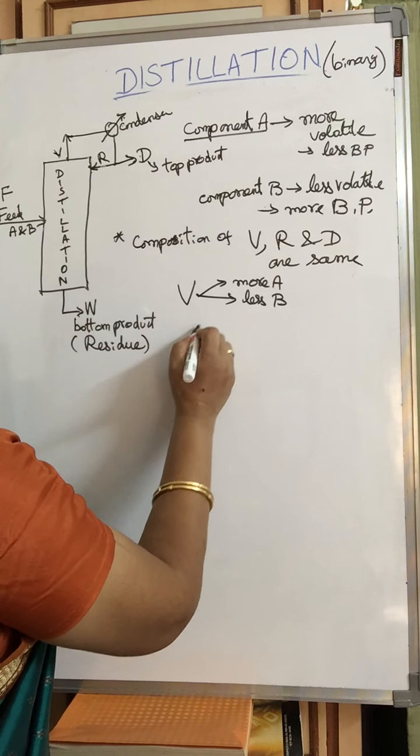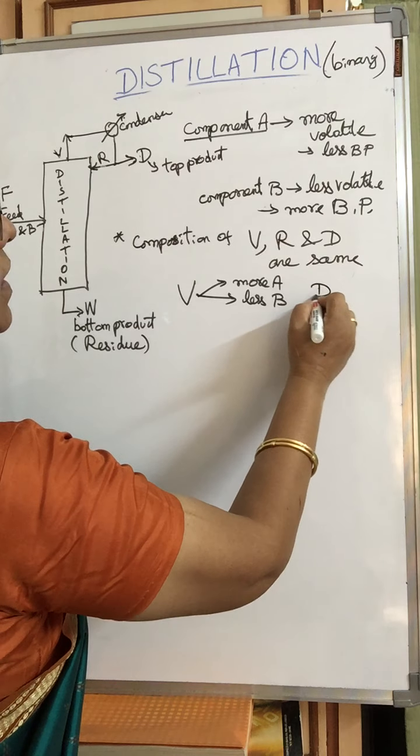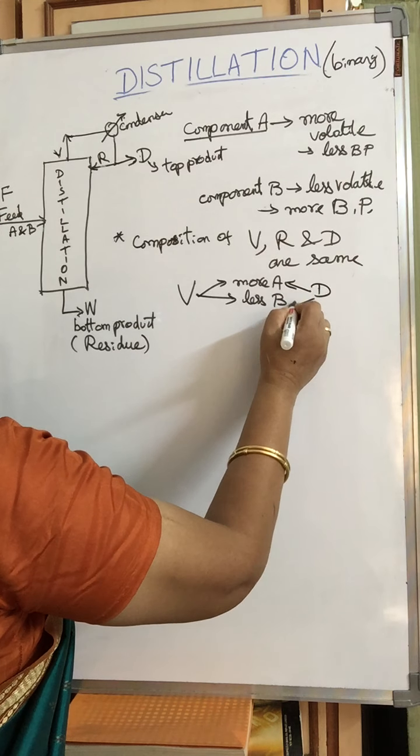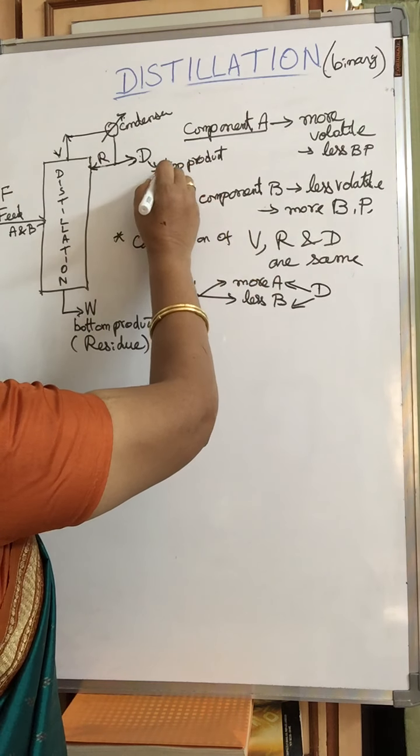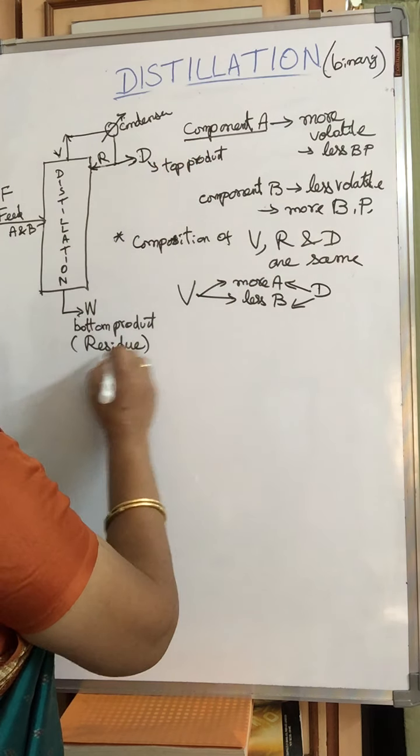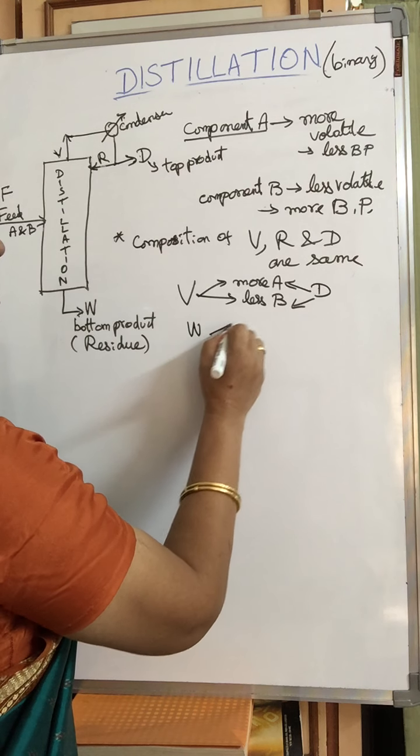That means D also has the same thing here: D also has more A and less B. So this is called the top product here. And W contains what here?